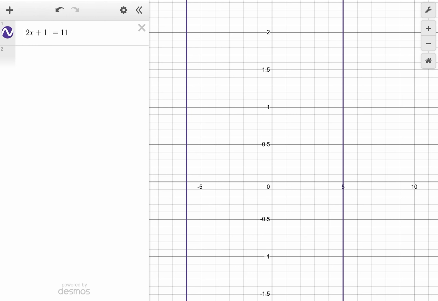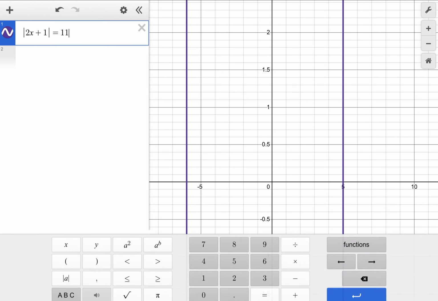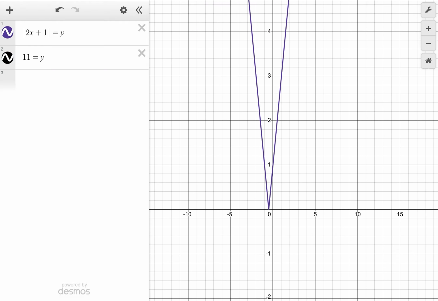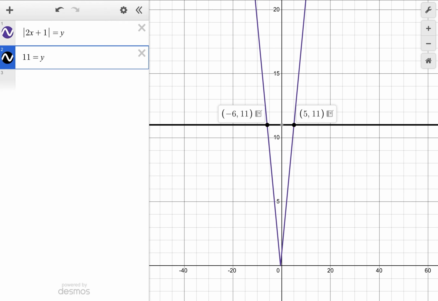Of course, you can always, once again, just make these both into y, and essentially you'll get these same x values, x equals -6 and x equals 5. So that's just a couple of ways, once again, to use Desmos to get all possible solutions.